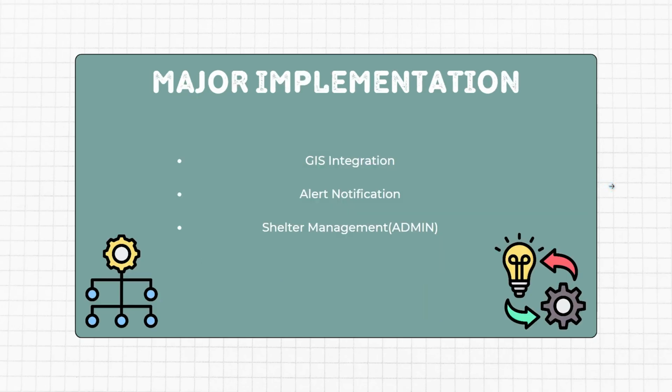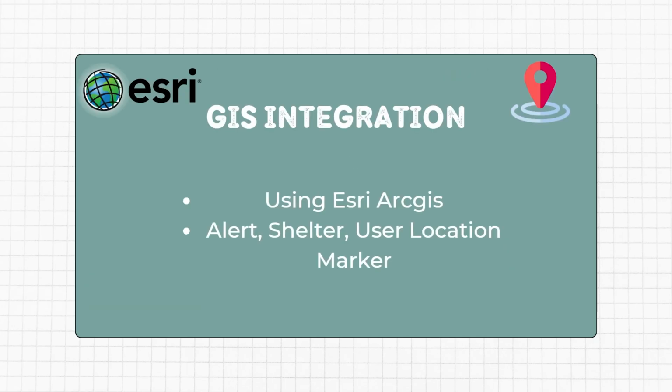Next, for PSM2, I will present the details of the major implementation in the system, which is the GIS integration, which is the map, and alert notification, which is for the mobile apps, and shelter management, which is for admin. For the GIS integration, we will be using the ArcGIS map engine, in which we place a marker for the alert, shelter, and user location.